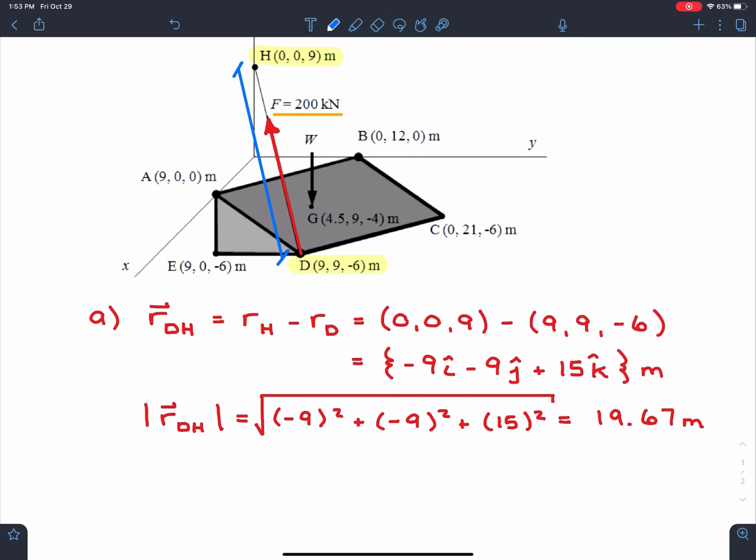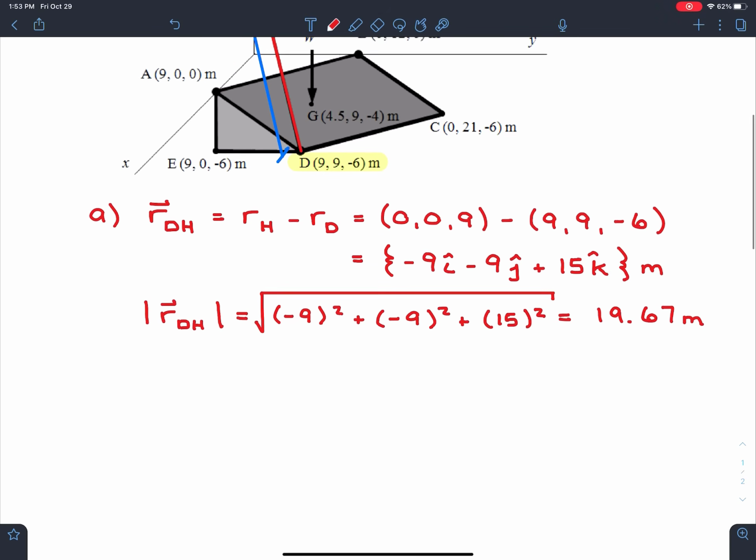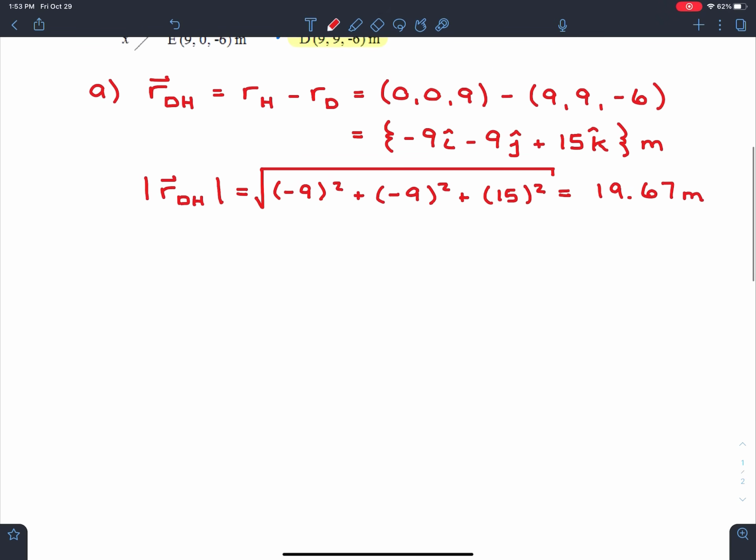So now that I have my position vector and I have the magnitude of my position vector, I can find the unit vector dH by just taking all those components and dividing by this 19.67. So I can say my unit vector dH is going to be equal to, and I'm just going to put in brackets here, and I'm just going to go through all those components and divide by 19.67.